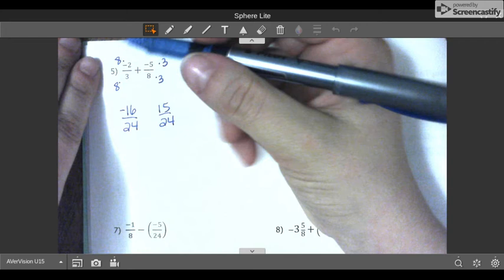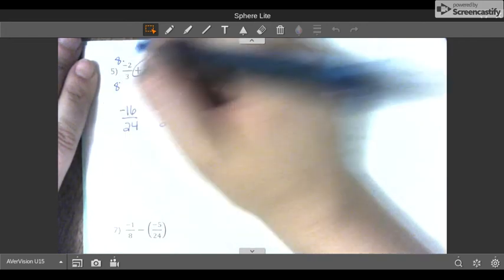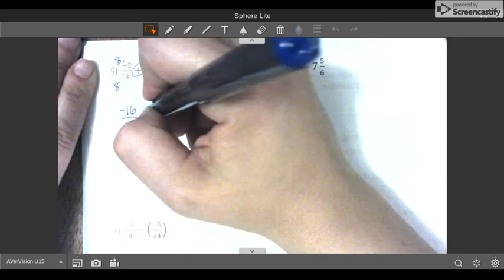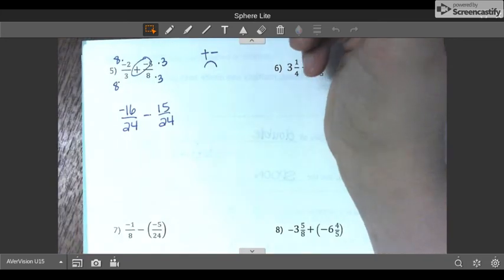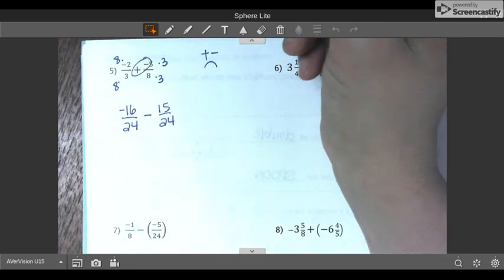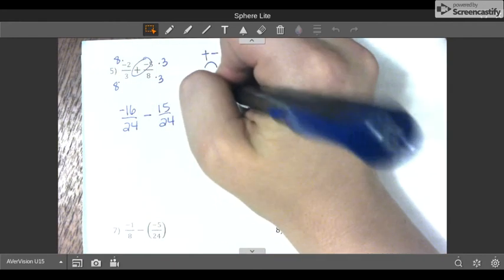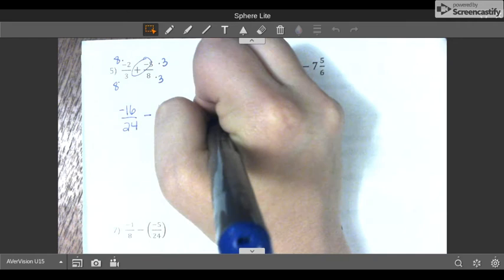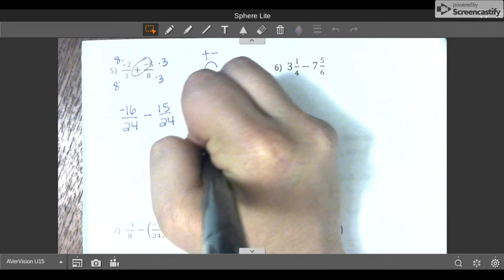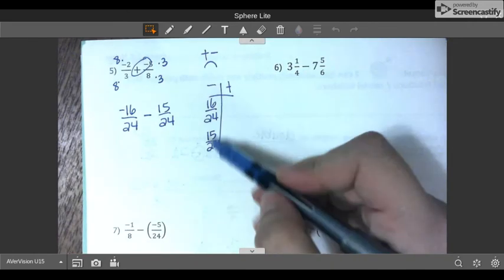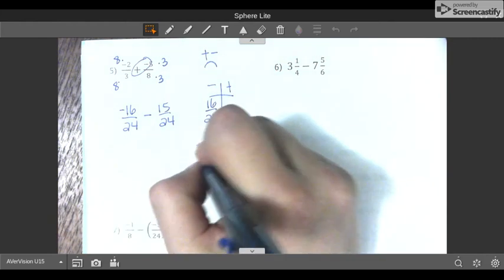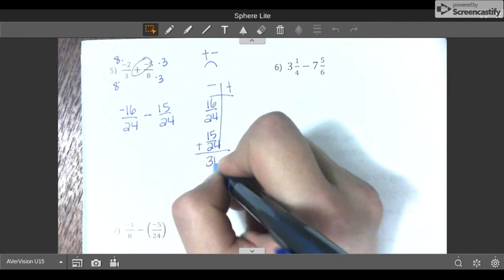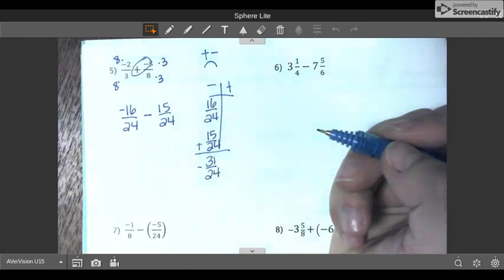And you're going to notice that you have double signs here. And if you have a positive next to a negative, that's going to be a minus sign. So this is really negative 16 over 24 minus 15 over 24. I make a scoreboard. So negative 16 over 24 and negative 15 over 24. If they're on the same side of the negative symbol, you add them. And let's see, 31 over 24. So I have negative 31 over 24.